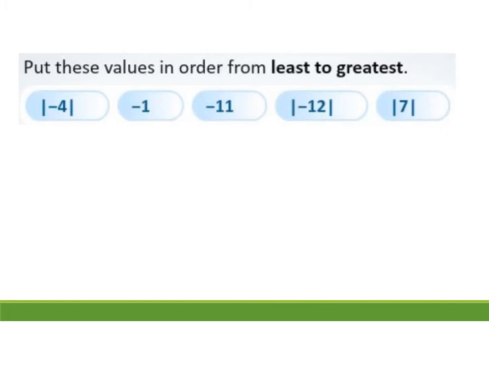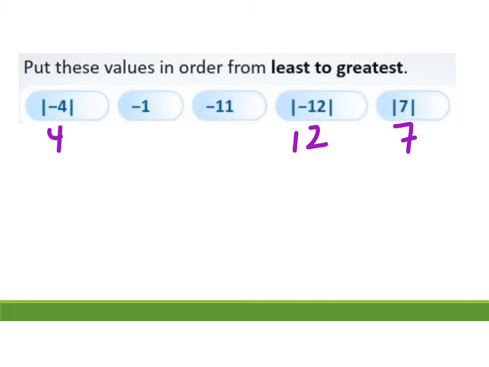All right, let's do it. Now, before we put these in any kind of order, I actually want to know what the real values of these are. So I'm going to manipulate them outside of the absolute value so I can see its total or actual value. So the absolute value of -4 is 4, because -4 is 4 away from 0. -1's fine, and so is -11. But the absolute value of -12, how far is -12 from 0? It's 12. Yeah, and how far away is 7 from 0? It's 7. Okay. So now I have a list of values without any absolute values that I can now put in order from least to greatest.